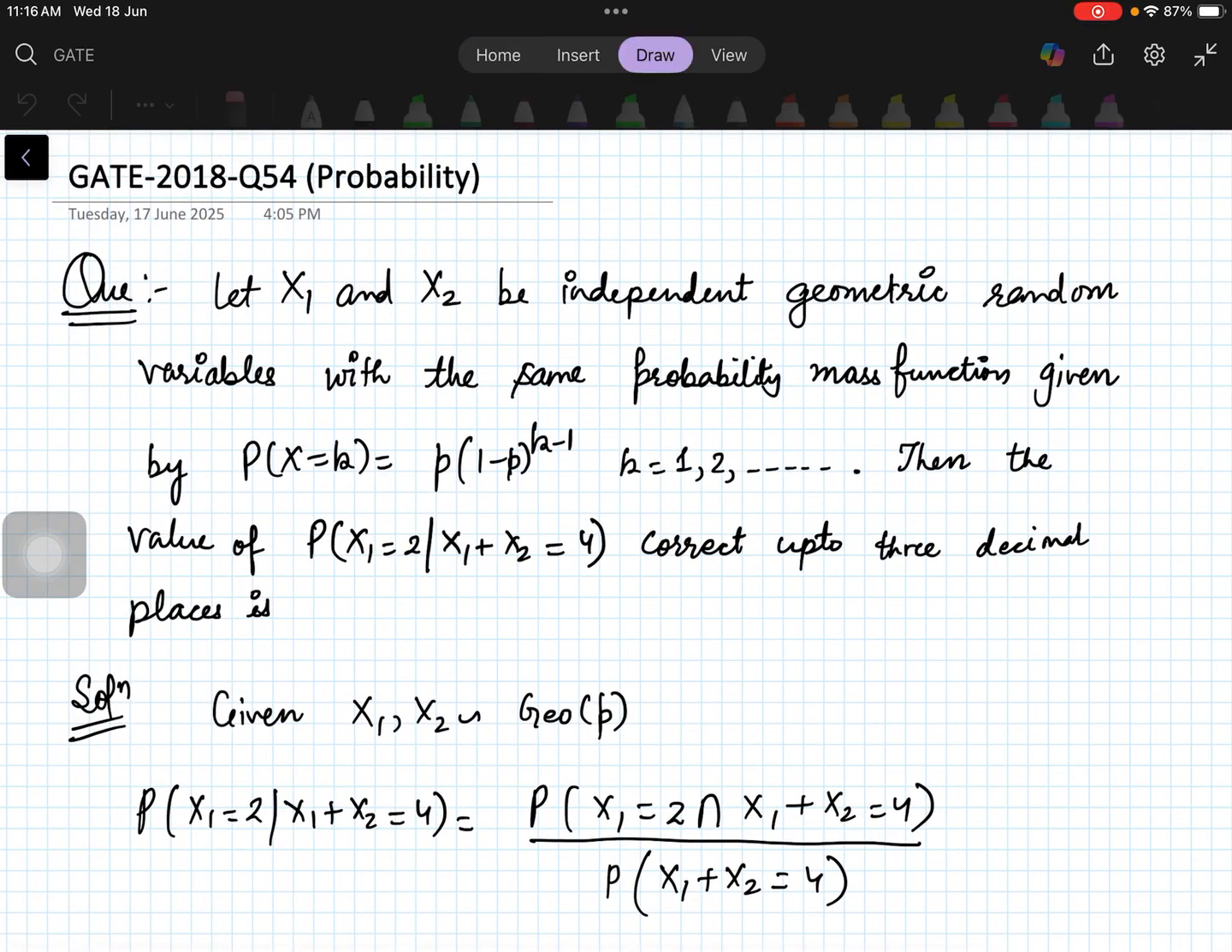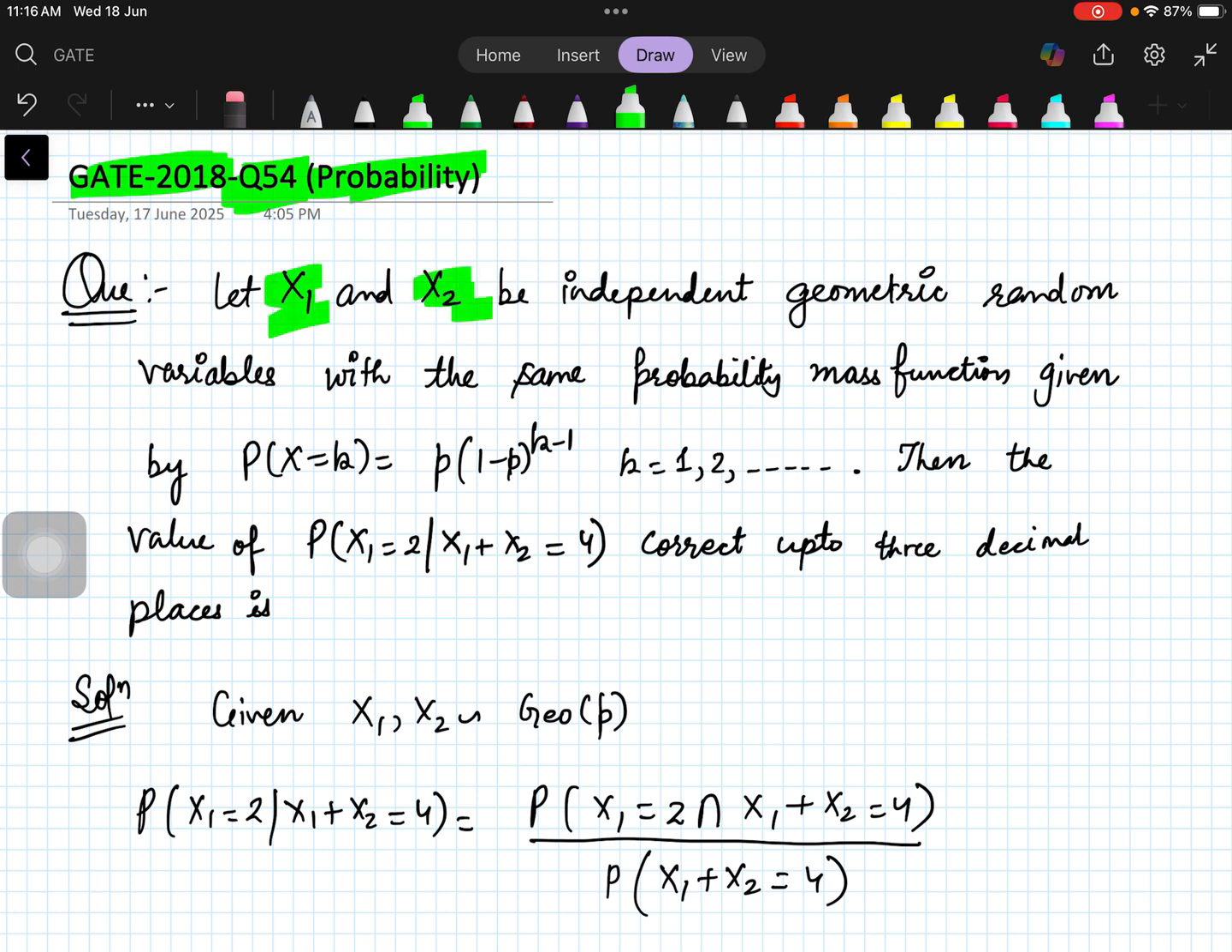In this video we are going to talk about a problem which was asked in GATE 2018 exam, question number 54, related to probability. So let us see what this problem is. It says that let x1 and x2 be independent geometric random variables with the same probability mass function given by: probability that capital X takes the value small k is p into (1 minus p) raised to power k minus 1, where k can take values 1, 2, 3 and onwards, right. So, this is a discrete random variable.